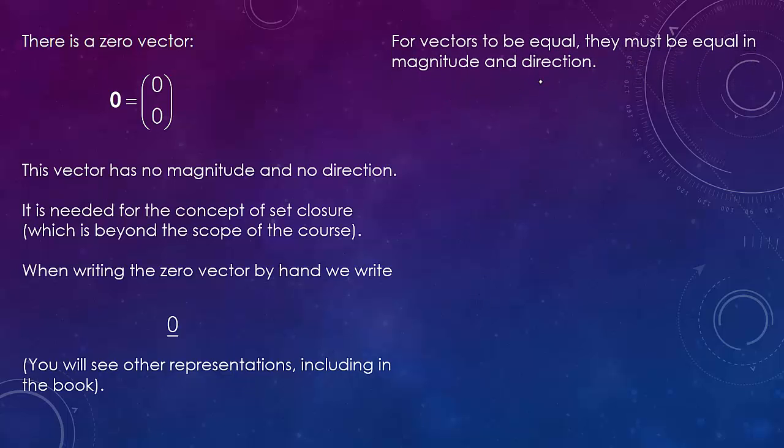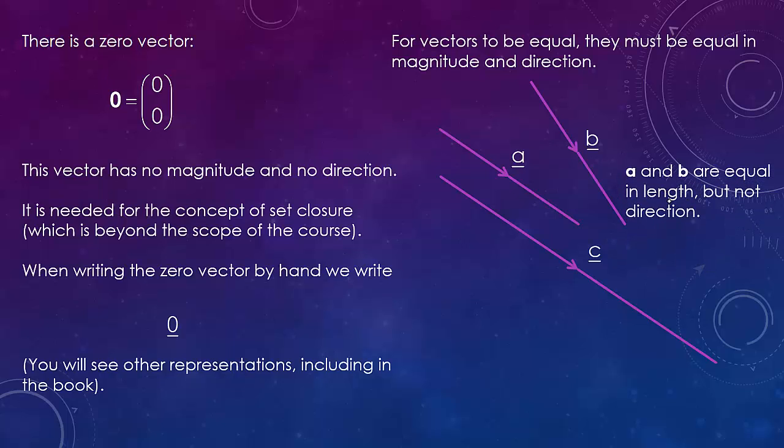For vectors to be equal, they must be equal in magnitude and direction. So here's a vector A. Here's B and here's C. A and B are equal in length, but they're not equal in direction, and therefore the vectors are not equal. A and C are in the same direction, but they're not equal in length, and therefore they're not equal. For vectors to be equal, they have to be equal in both magnitude and direction.